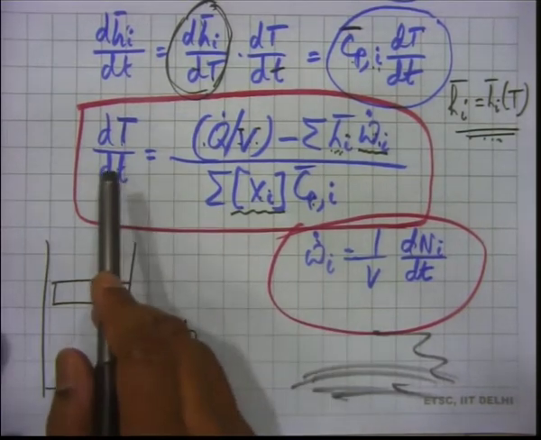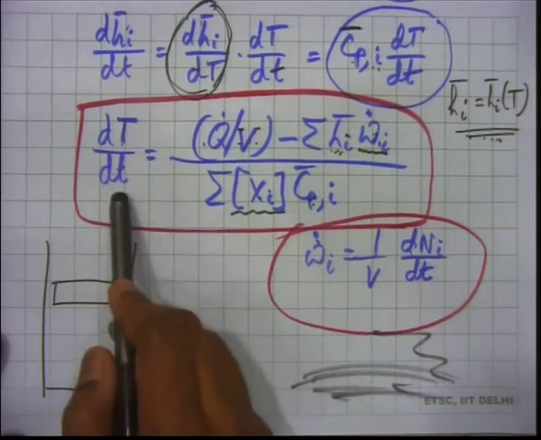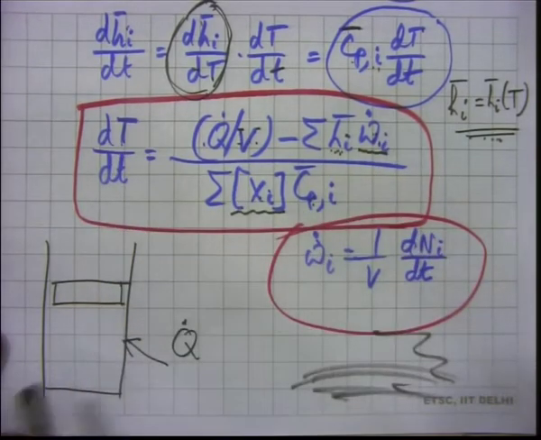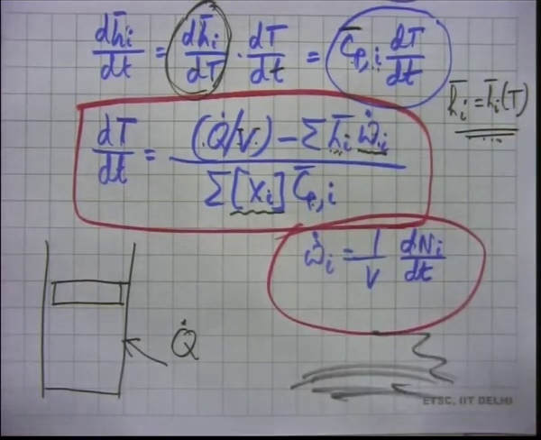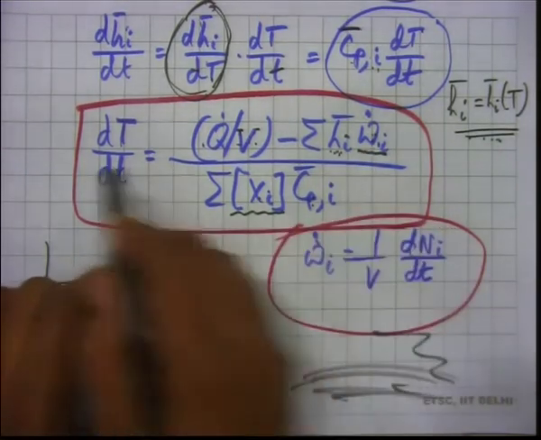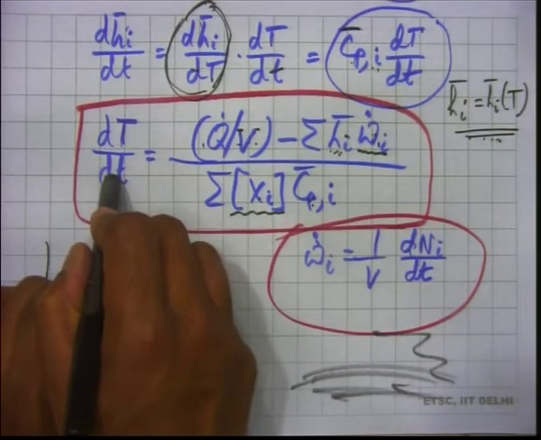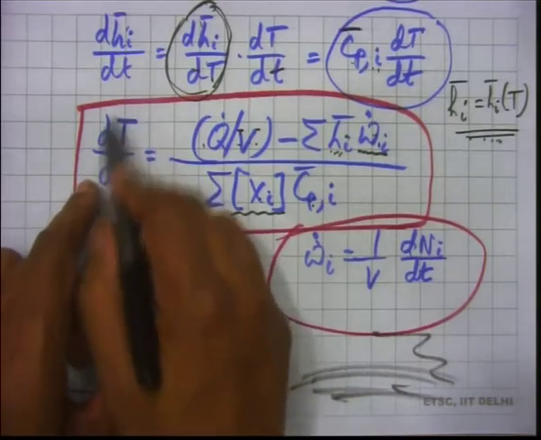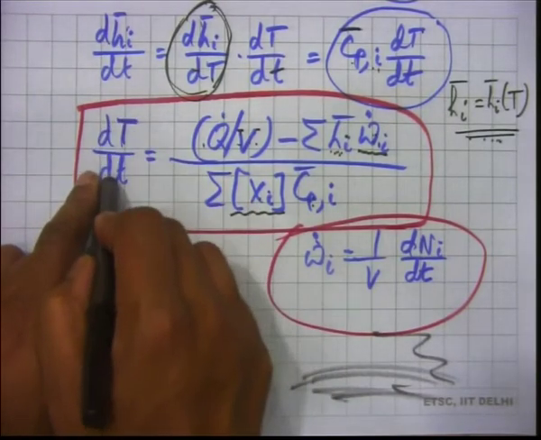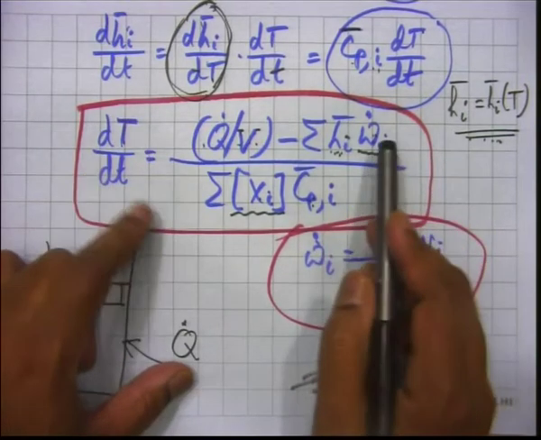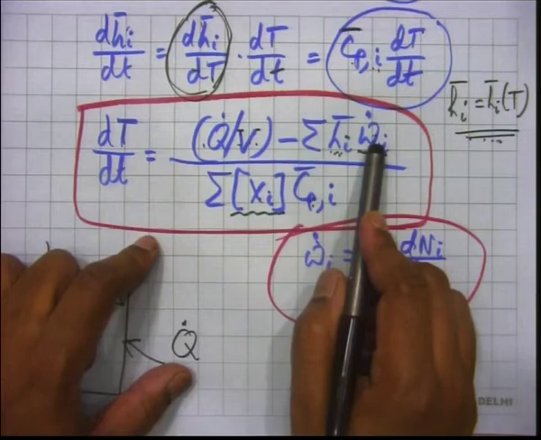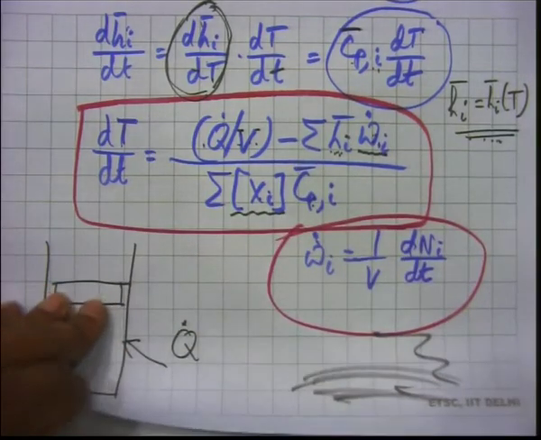So, the message here is that the temperature evolution depends on the concentration evolutions also. Concentration evolution means the changes of concentration with respect to time, and that is coupled to the temperature evolution with respect to time. And the rate of change of temperature depends on temperature itself in a non-linear fashion, because this will have an exponential term with minus E over R bar T. So, lots of complications.